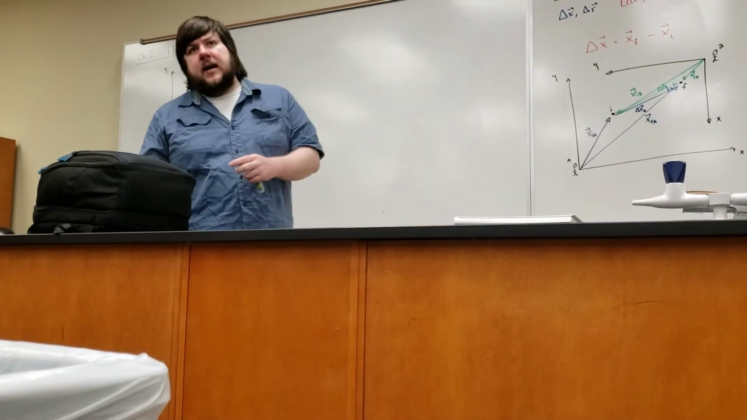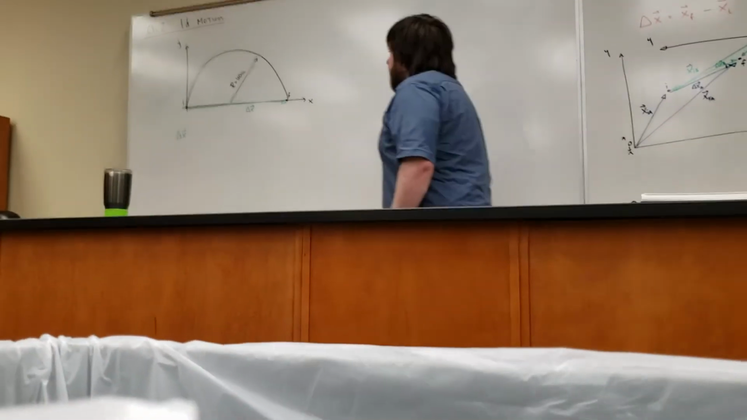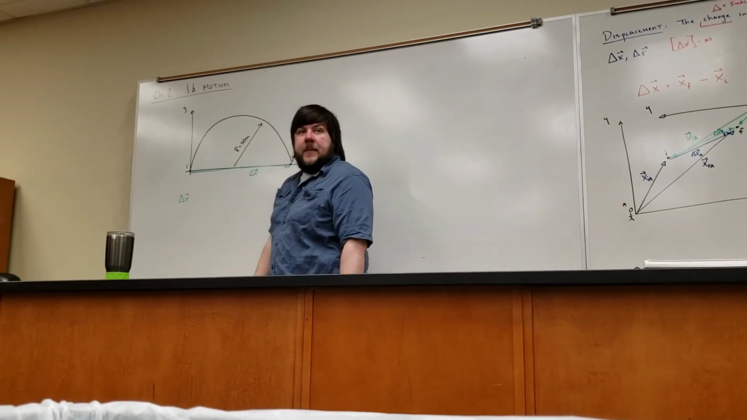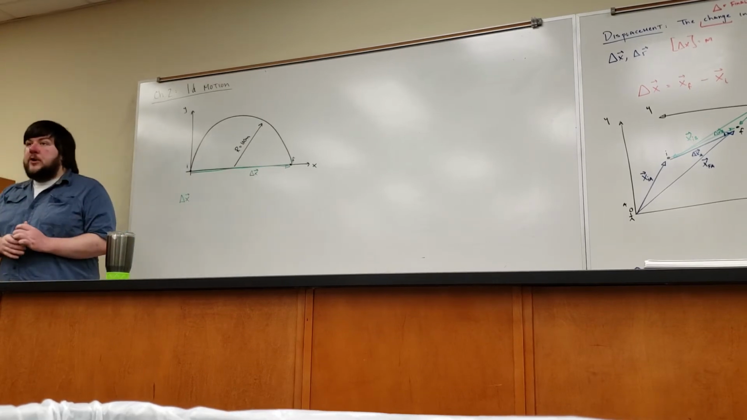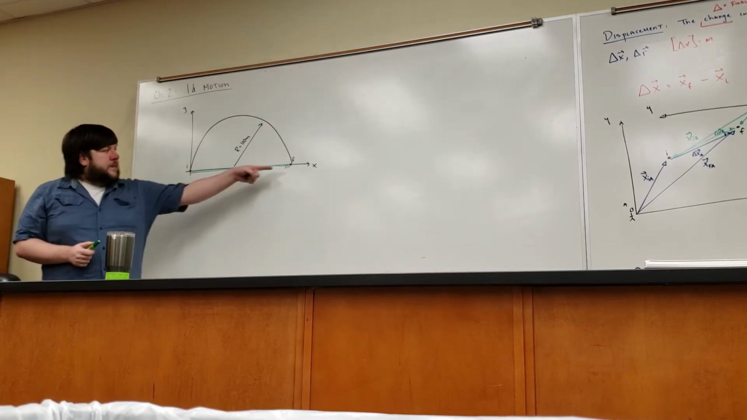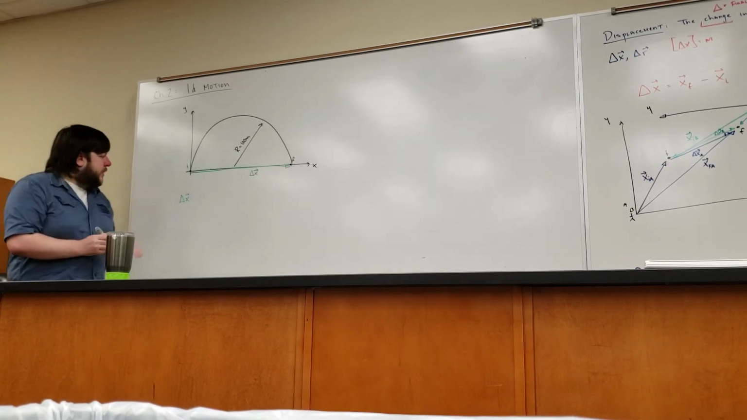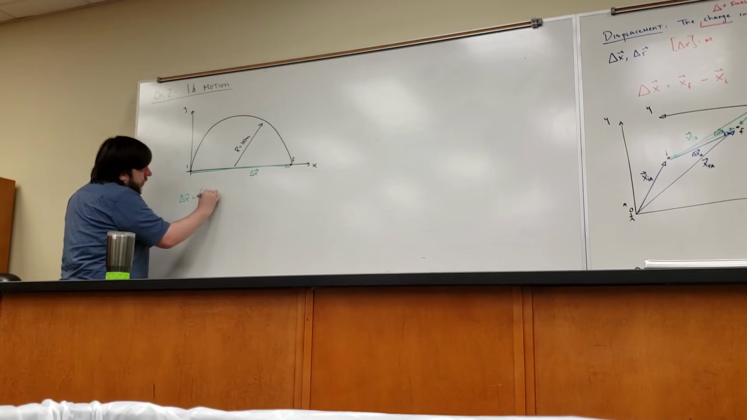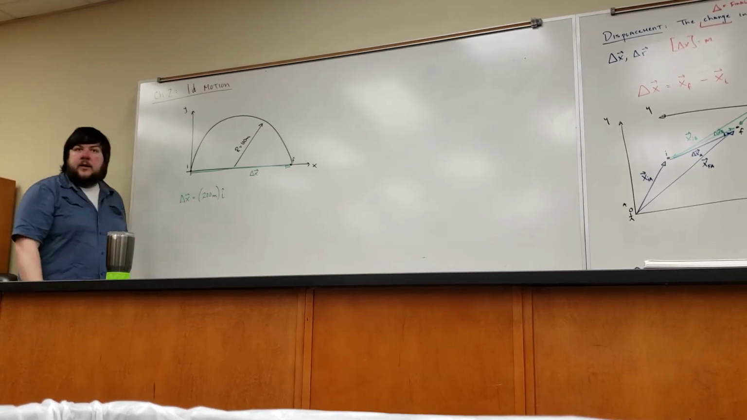If the radius of that arc is 100 meters, and you go straight across, it's going to be twice the radius. It'll be the diameter, twice 100, so its length will be 200 meters. What direction is that vector pointing in? The x direction. So if you wanted to write the displacement like a vector, you would say that it was 200 meters pointing in the x direction.